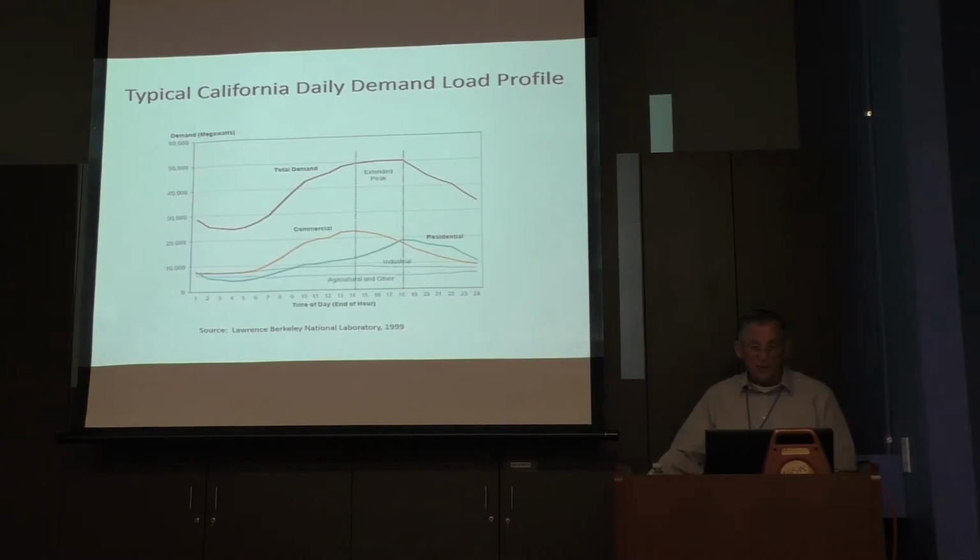This is a typical California daily demand load profile, and this displays the variation of California's electrical demand on a hot day in 1999, it turns out, and shows the specific user sector demands that contributed to the total electrical demand. The morning ramp-up began about 8 a.m. and returned to baseload demand at about midnight, and the extended peak electrical demand on the California grid at about 50,000 megawatts in this case occurred from 2 p.m. to 6 p.m.